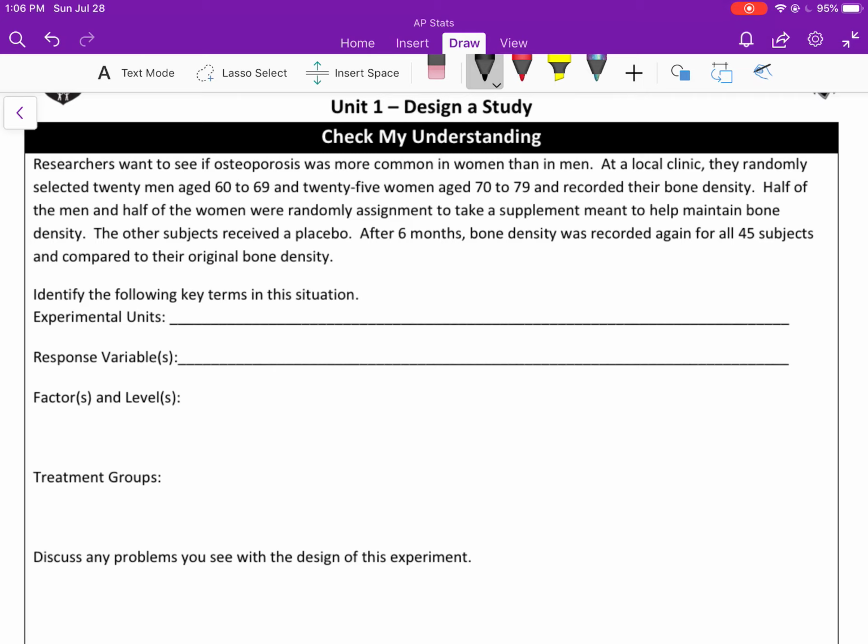Half of the men and half of the women were randomly assigned to a supplement meant to help maintain bone density. The other subjects received a placebo. After 6 months, bone density was recorded again for all 45 participants and compared to their original bone density. So the experimental group was 20 men aged 60 to 69 and 25 women aged 70 to 79. Okay, the response variable, what we're measuring, is the bone density.